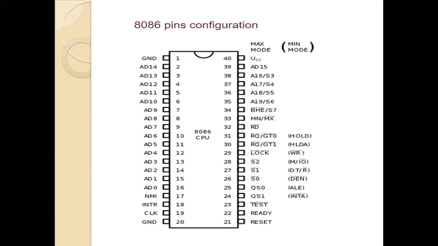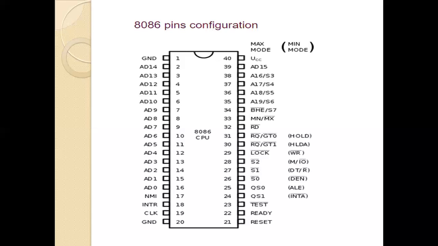Last lecture we discussed pipelining. Microprocessor 8086 has a 6 byte instruction queue. So these pins are related to that status. When QS0 and QS1 are both 0, there is no operation. When QS0 is 0 and QS1 is 1, the first byte of opcode from the queue is fetched. When QS0 is 1 and QS1 is 0, the queue is emptied. And when QS0 and QS1 are both 1, the subsequent byte from the queue is fetched.